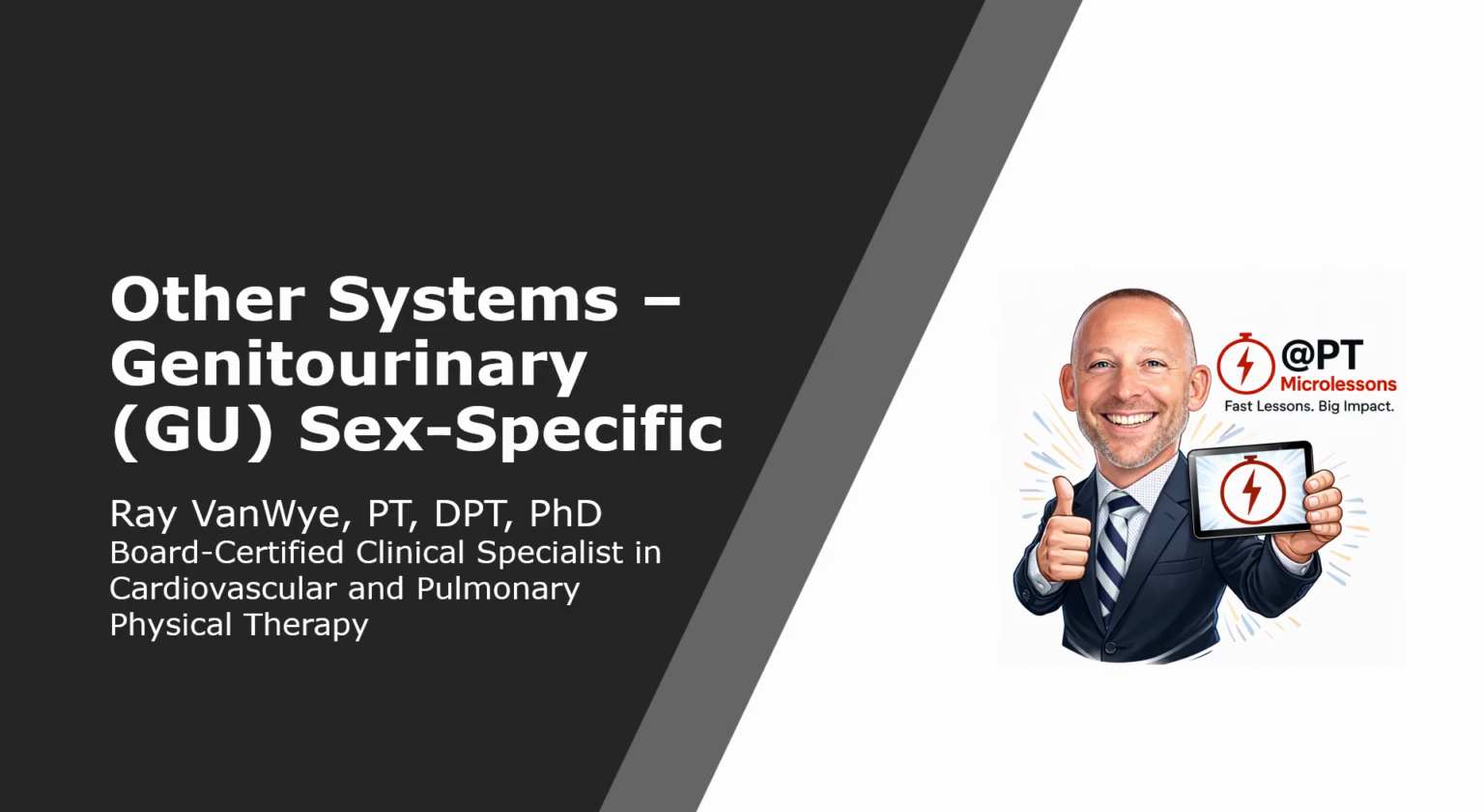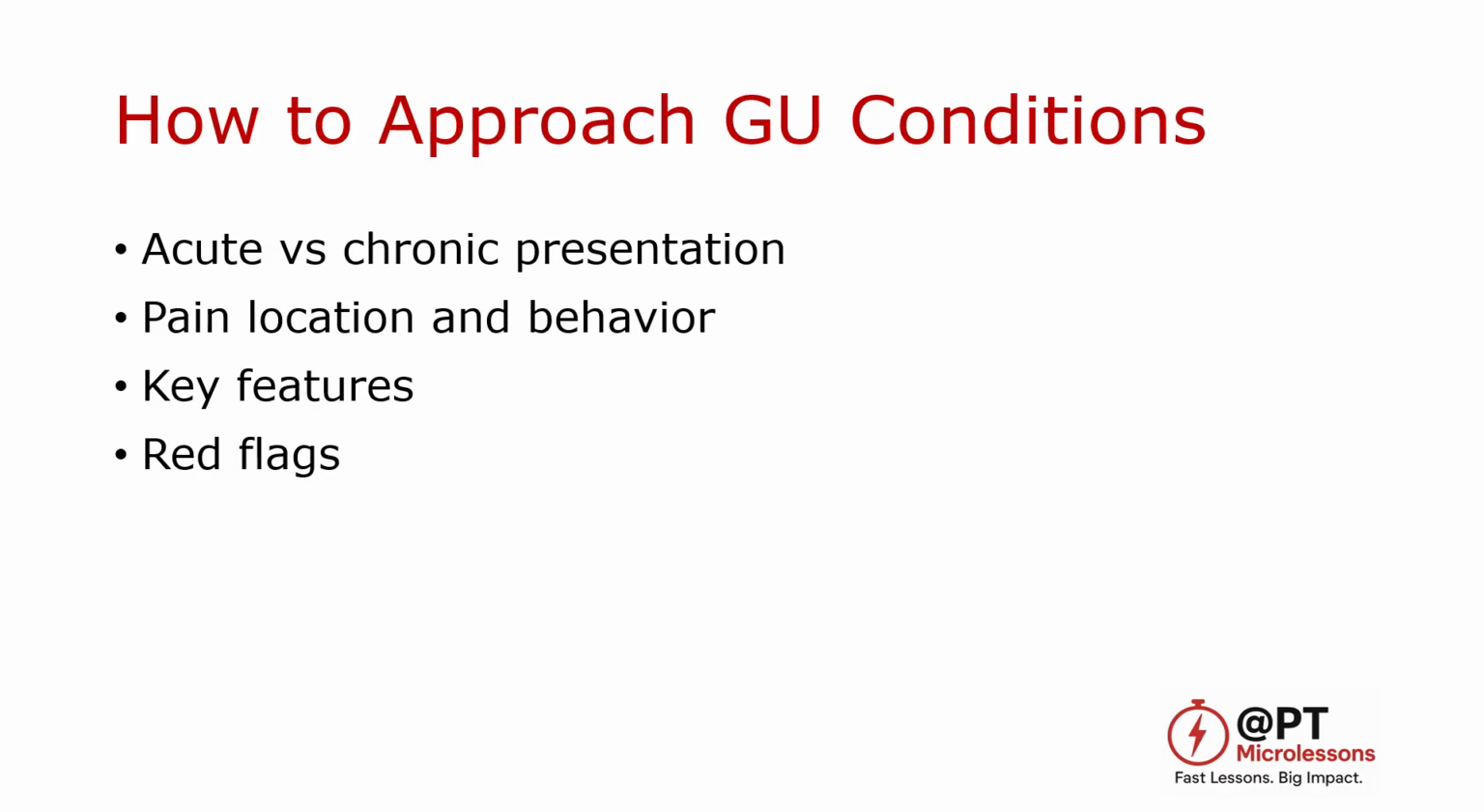In this lesson, we're going to look at common sex-specific genitourinary conditions relevant to PT practice. We can begin organizing GU conditions by first determining whether they present acutely or chronically. Acute conditions tend to have a sudden onset and more severe symptoms, while chronic conditions are usually more gradual and persistent. From there, we'll look at pain location and behavior, followed by key features and red flags.